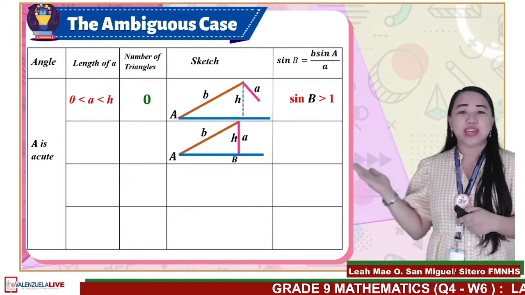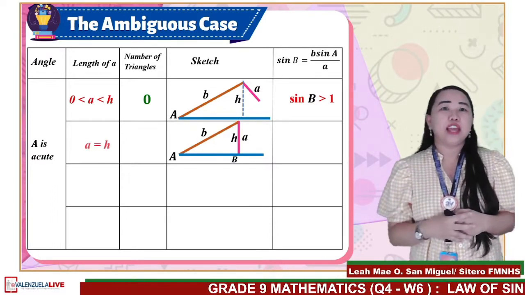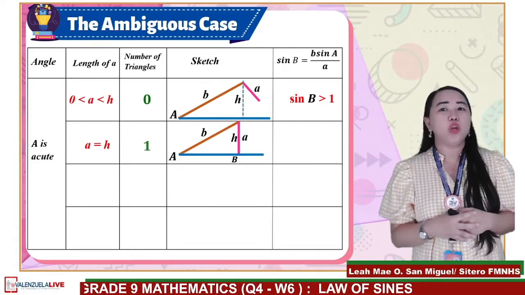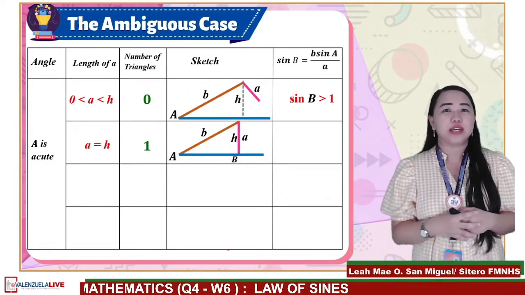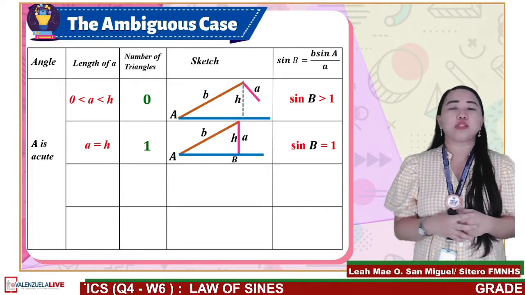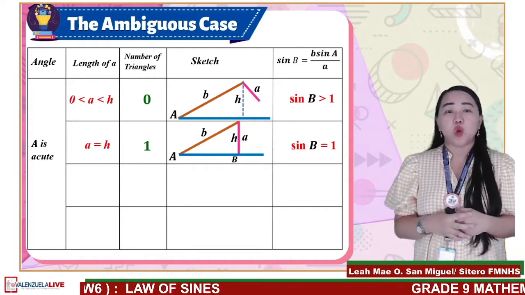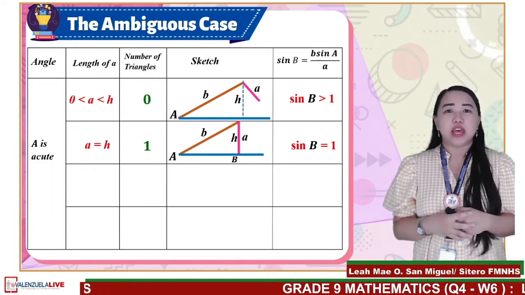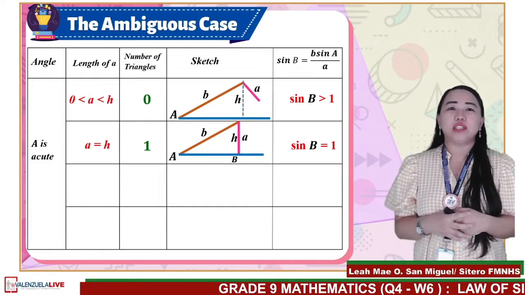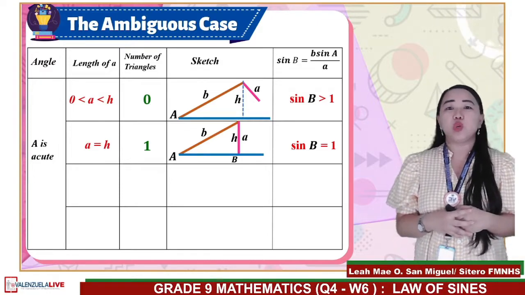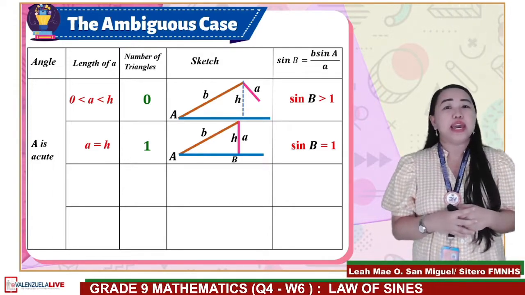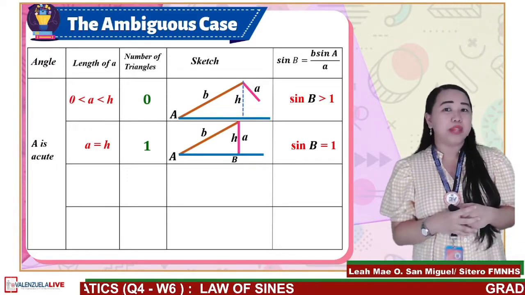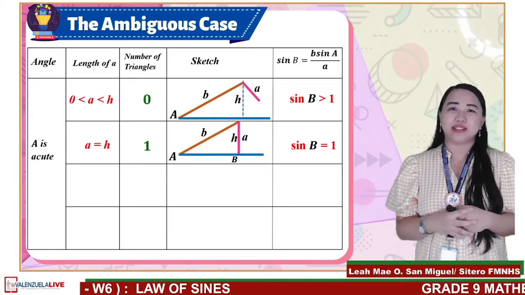For the next sketch, the length of A and h is equal. It is very clear that there is only one triangle. The sine of the opposite angle of side B is equal to 1, which means that this triangle is a right triangle. If B is equal to 90 degrees, get the sine of 90 using your scientific calculator, it will be equal to 1. The law of sines can also be applied for right triangles.